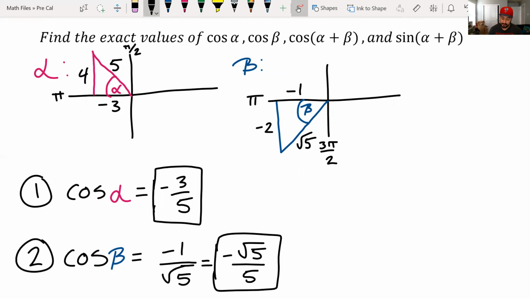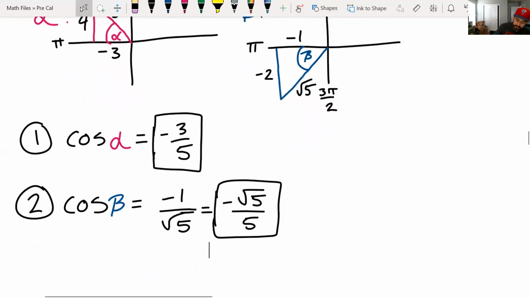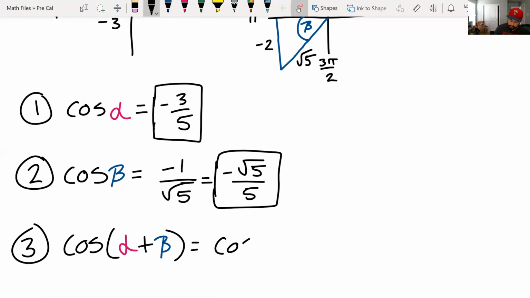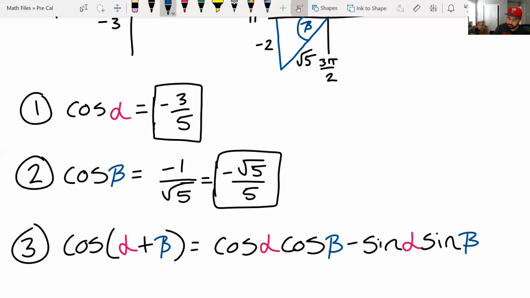Okay. Which means that all that's left is cosine alpha plus beta and sine alpha plus beta, which we will expand by the sum formulas we learned earlier. So first up, 3. Cosine alpha plus beta will expand into cosine alpha, cosine beta, minus sine alpha, sine beta. Look how color coordinated that is. My goodness. So you know what triangle we are referencing.